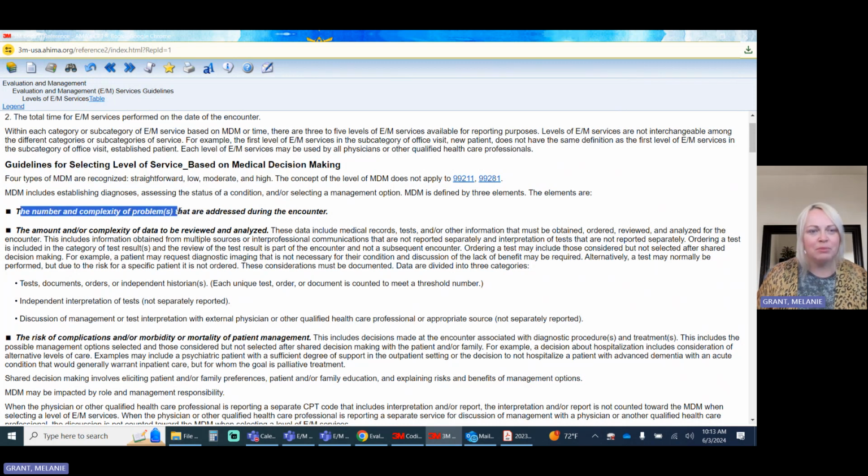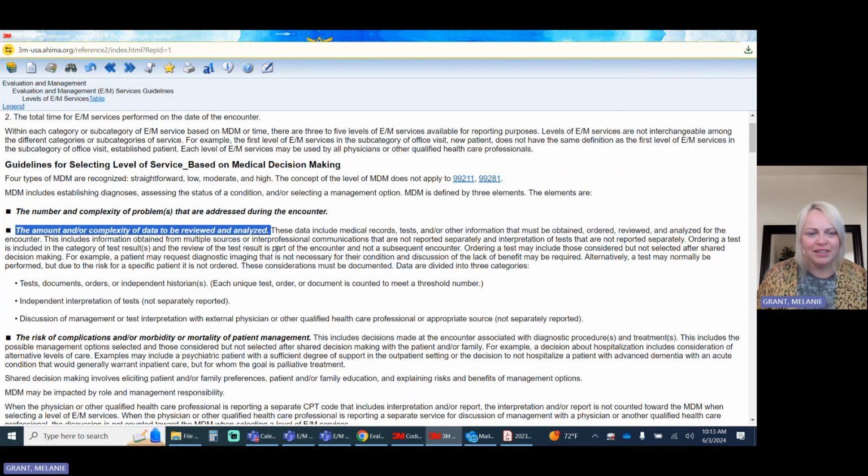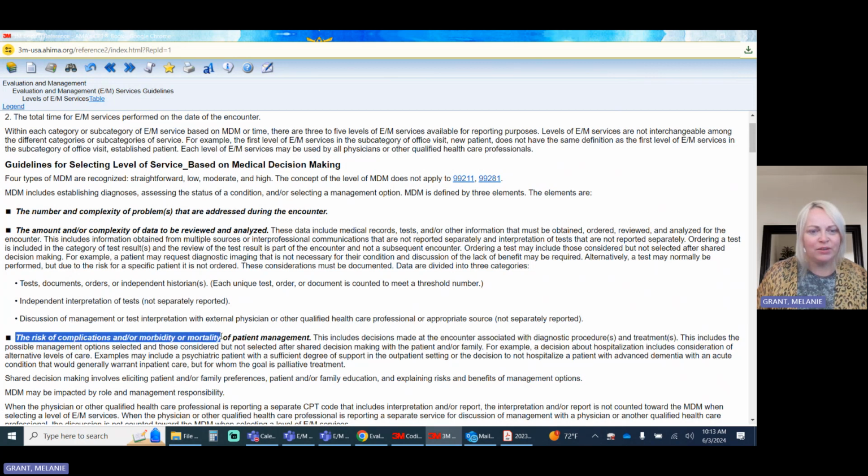The first is the number and complexity of problems addressed during the encounter. The second, the amount and or complexity of data reviewed and analyzed. And the third is the risk of complications and or morbidity or mortality of patient management. Whew, that's a lot of words to say all at once.